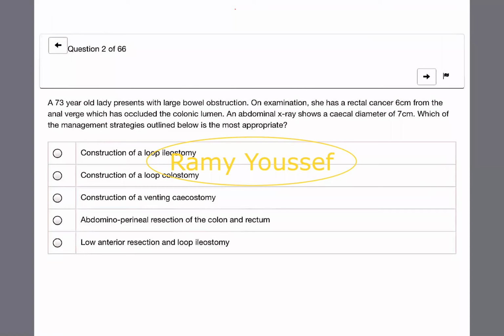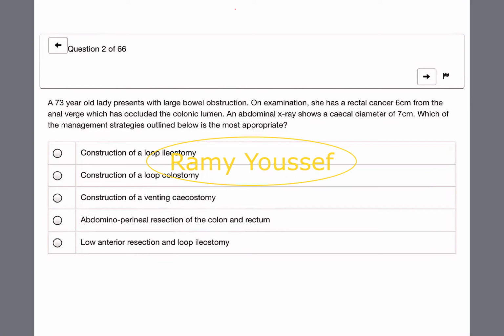Okay, next question. Doctor, a 73-year-old lady presents with large bowel obstruction. On examination, she has rectal cancer, 6 centimeters from the anal verge, which has occluded the colon lumen. An abdominal X-ray showed a cecal diameter of 7 centimeters. Which of the management strategies outlined below is the most appropriate? D. Abdominal perineal resection of colon and rectum.